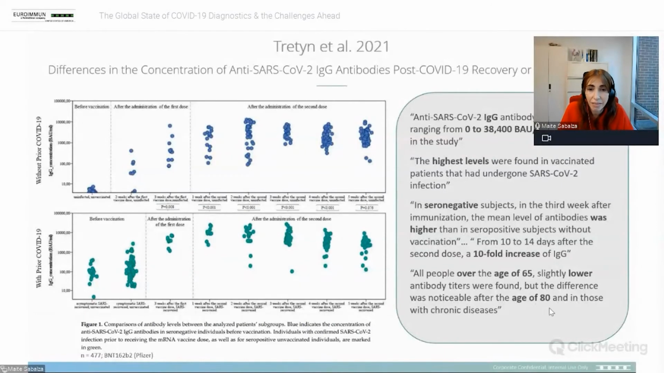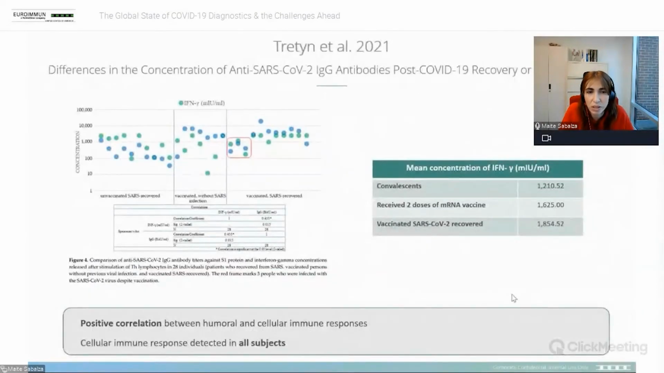And this is relevant to what Dr. Henry discussed in his presentation. And what about the T-cell response? In this graph, we can see the correlation of the antibody response in blue and the T-cell response measuring the interferon gamma in green. We have here the concentration, and here we have three groups.